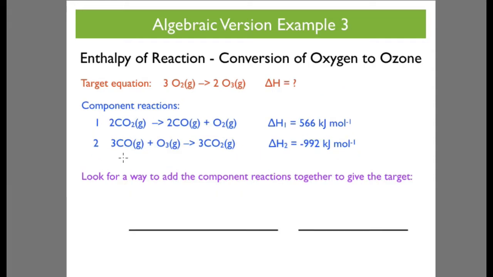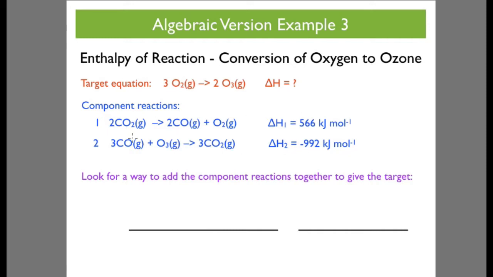Okay, let's have one more go at this. Example 3, conversion of oxygen to ozone. We've got 3 oxygen molecules giving us 2 ozone molecules, both gaseous. We don't know what the enthalpy change is, so we can use these component reactions. Let's look for a way to add the component reactions together.